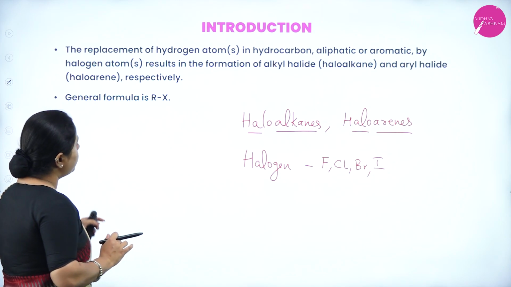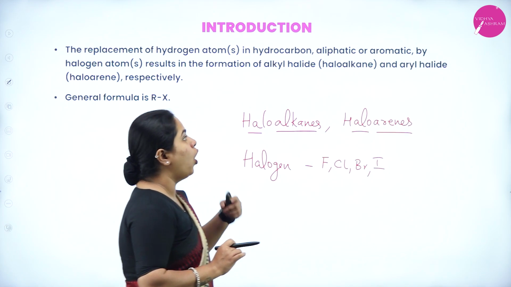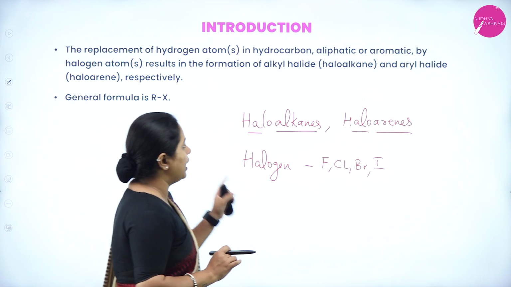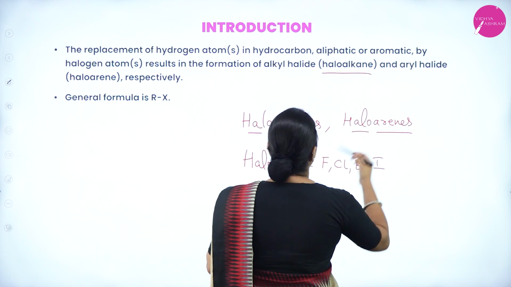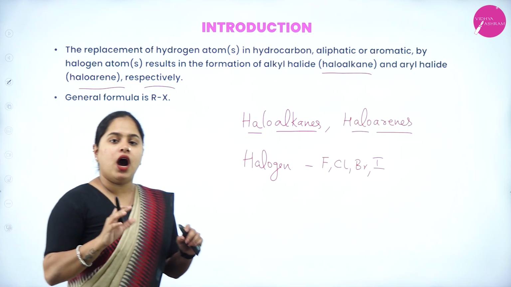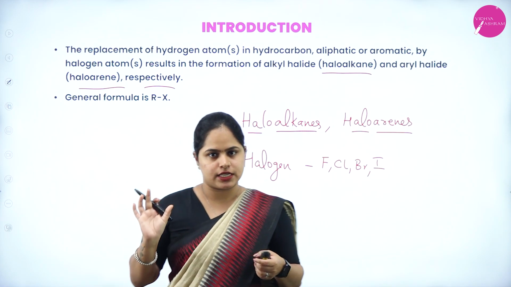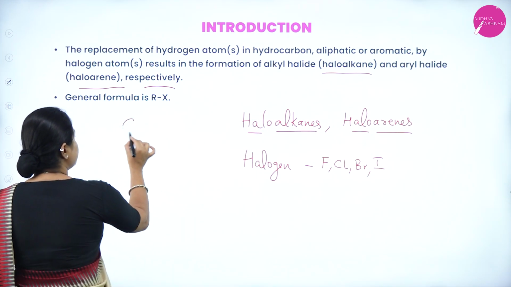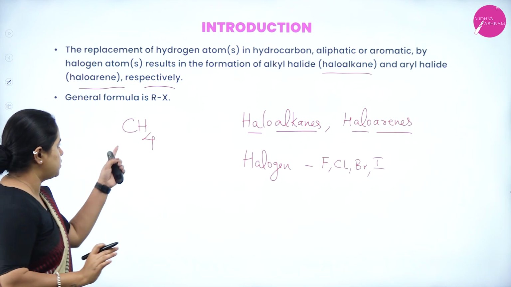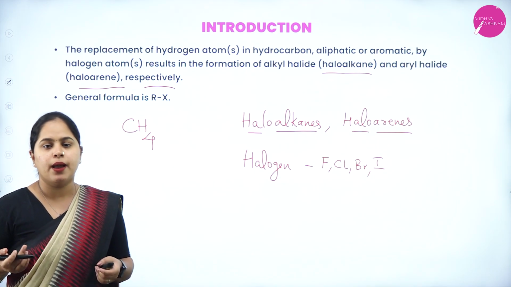Now let's see. The replacement of hydrogen atom in hydrocarbon, aliphatic or aromatic, by halogen atom results in the formation of alkyl halide, which is called as haloalkane, and aryl halide, which is called as haloarene respectively. So how do we obtain a haloalkane or haloarene is what is written in this sentence. For example, let us take the simplest alkane, CH4. This is an alkane, we already know that. What is the name of this? It is called as methane. Only one carbon atom is there, so it is called as methane, right?